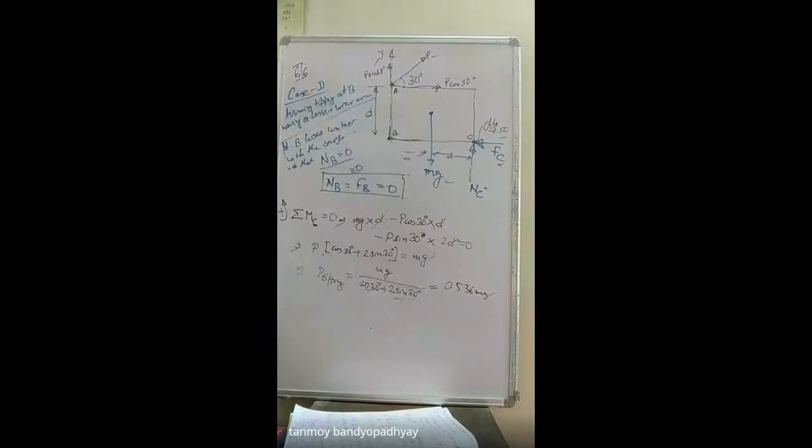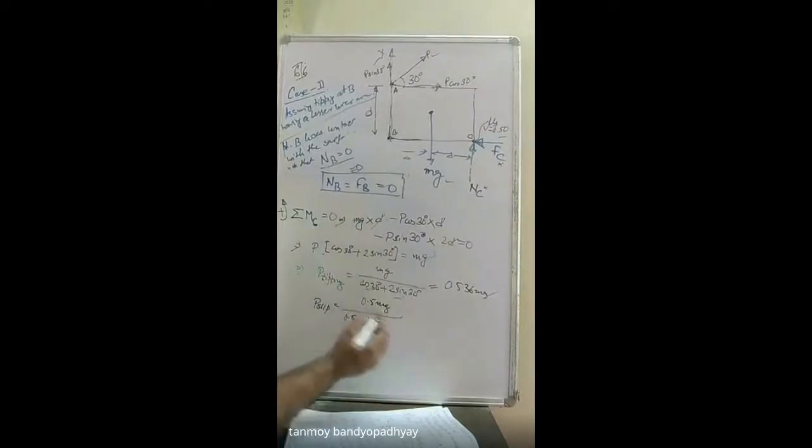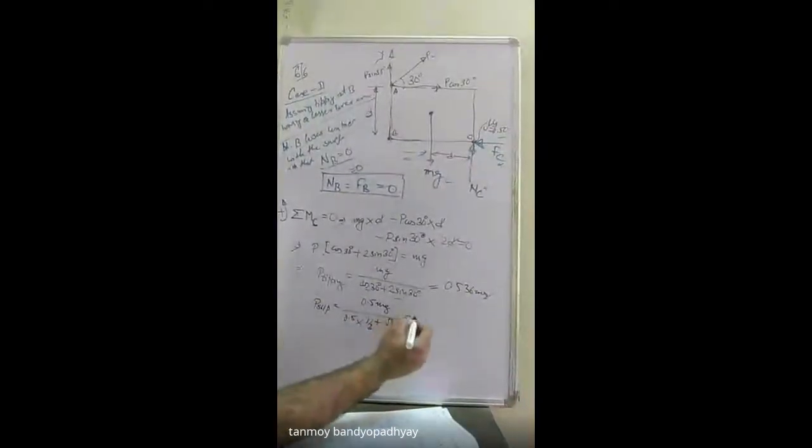Similarly, the P slipping that came, just calculate that one too. What was that? That was μs mg. So μs is given, I think. μs was 0.5. So put 0.5 here. So 0.5 mg divided by 0.5 into sin 30 is half plus cos 30 is root 3 by 2. So calculate this also. What is P slipping? Let's calculate the value of P slipping also.